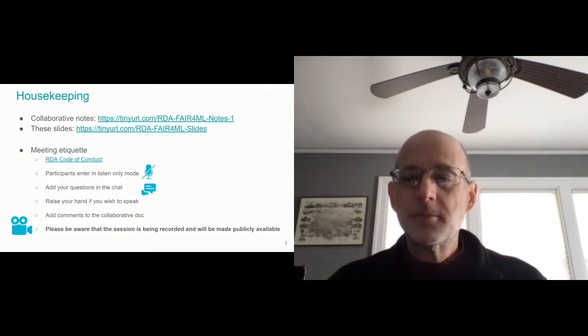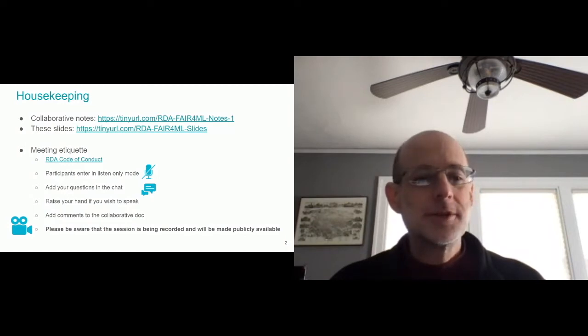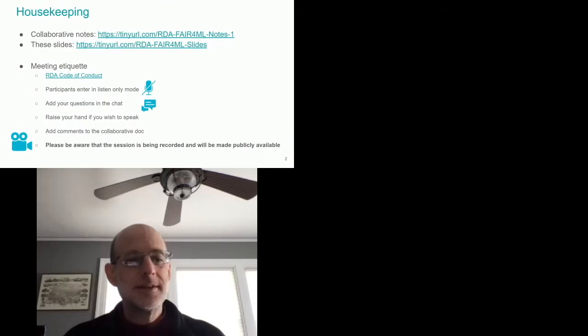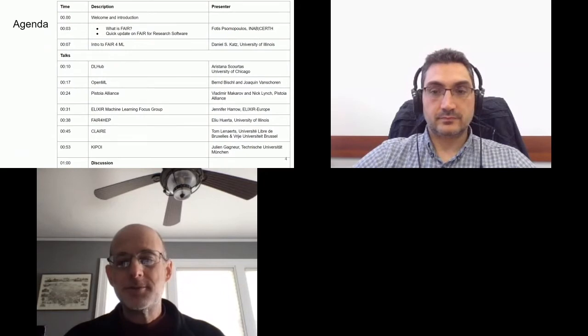All right, so maybe we should go ahead and get started at this point. I'm Dan Katz from the University of Illinois. I guess I'm kind of chairing this. We're going to start with FOTUS, doing some discussion about what is FAIR and what's going on in FAIR for research software, and then we'll have some talks from a bunch of different projects. Then we'll have some discussion about what makes sense to do in terms of FAIR for machine learning.